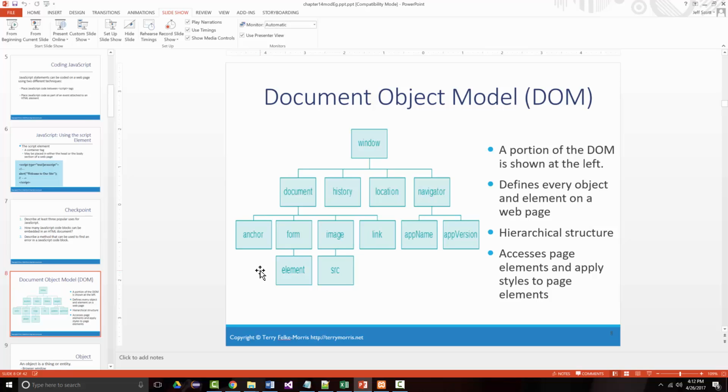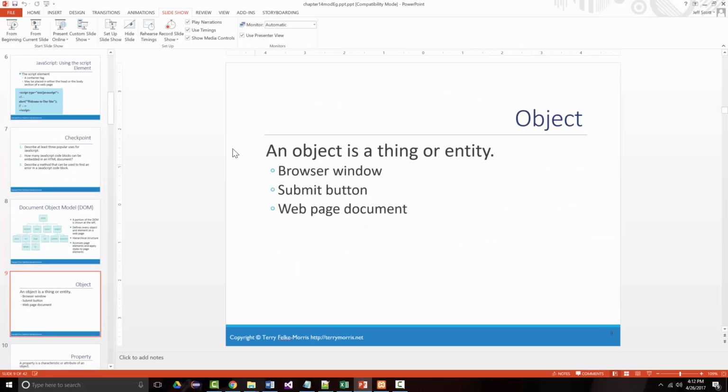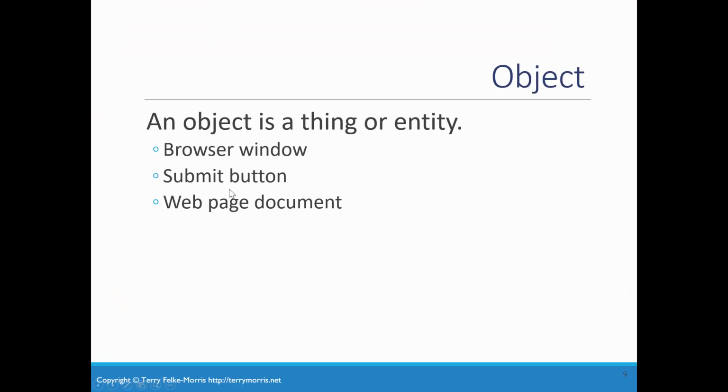It's hierarchical in structure, which means that the window has a document, a history, a location, and a navigator. The navigator, which is basically the browser, has an app name and a version. Nothing special about the location, nothing special about the history. The document has an anchor on it, a form on it, an image on it, and a link on it. The form has an element, the image has a source. So it's a way for you to access page elements and apply styles to basically everything on a page, by and large everything that has an ID associated with it.